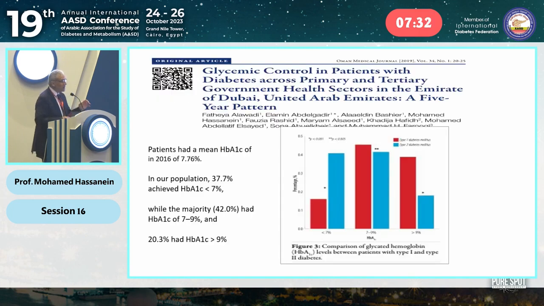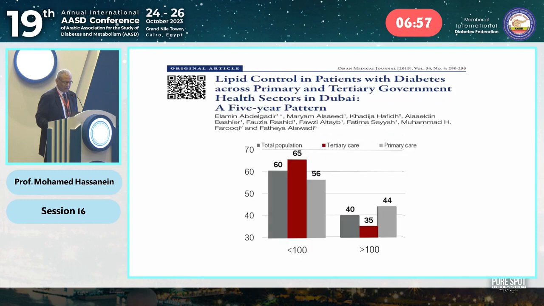Reality is, even in institutions with very good resources, I work in the hospital with the university and the government of Dubai, and the resources are there. We are not short of giving the right treatment or providing the right doctors. But nevertheless, those who achieve HbA1c of less than 7% are only 37.7% of our population, which means that 60% or more have an HbA1c above the target.